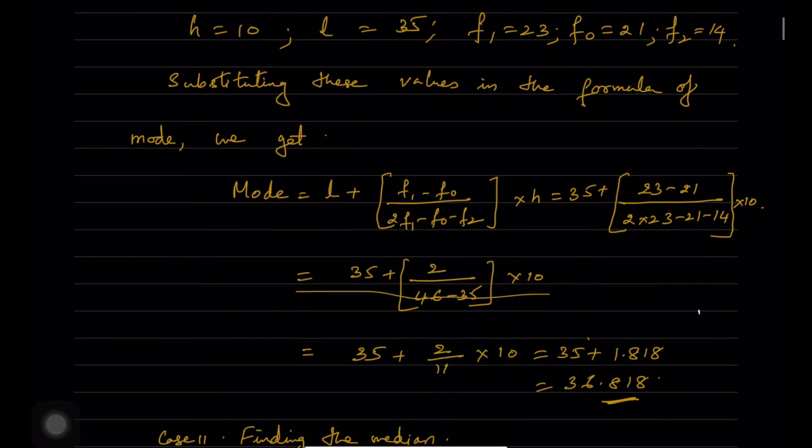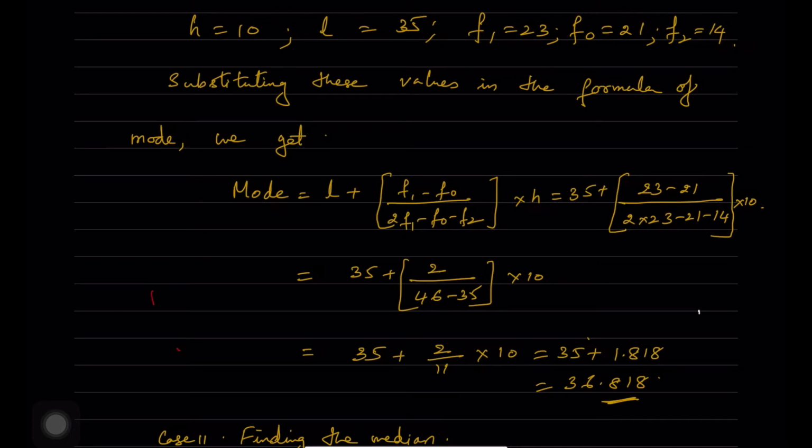Substituting the values in the formula of mode, we get mode equals L plus (f1 minus f0) by (2 f1 minus f0 minus f2) into h, where L is the lower limit of the modal class. We substitute those values. Here f1 is the frequency of the modal class, f0 is the frequency of the class preceding the modal class, and f2 is the frequency of the class succeeding the modal class. Therefore h is equal to 10 over here. We have seen how we got 10.